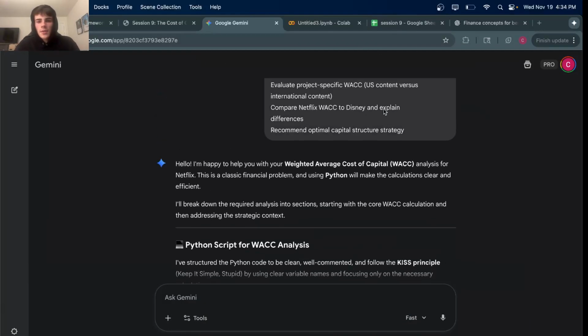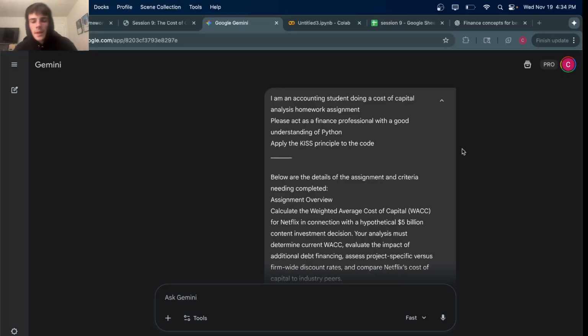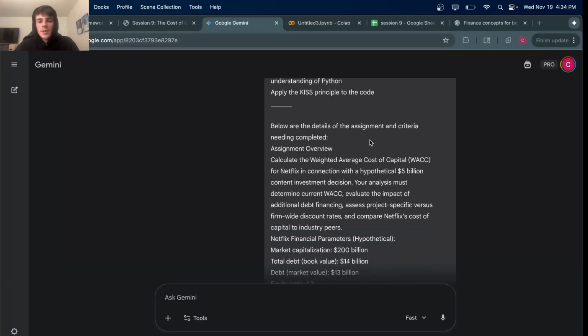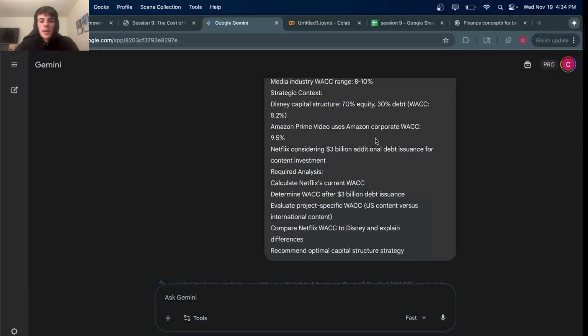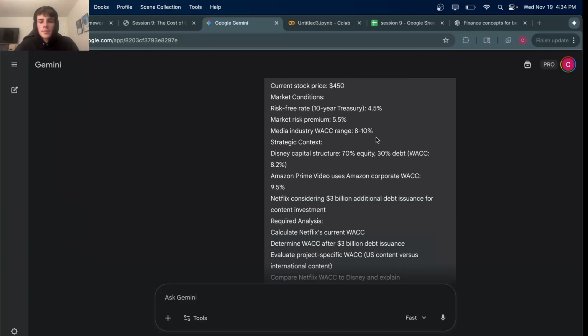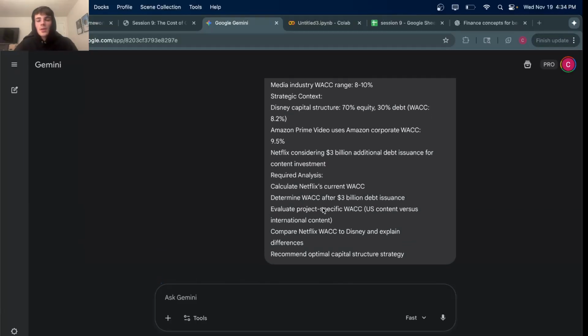So the first thing I did on this assignment was insert my prompt into Gemini. I let it know that I'm an accounting student doing a cost of capital analysis homework assignment. I told it to please act as a finance professional with a good understanding of Python and to apply the KISS principle to the code. I then copy and pasted all of the assignment details, overview, and required analysis to let it know where I wanted to go with this assignment.